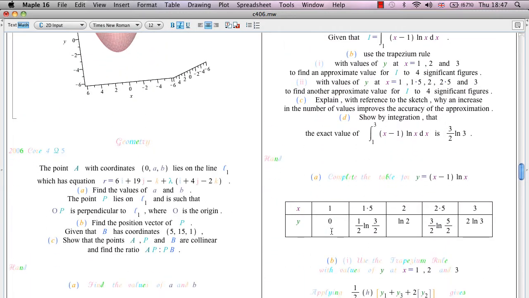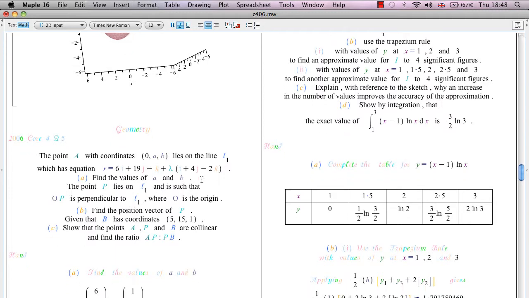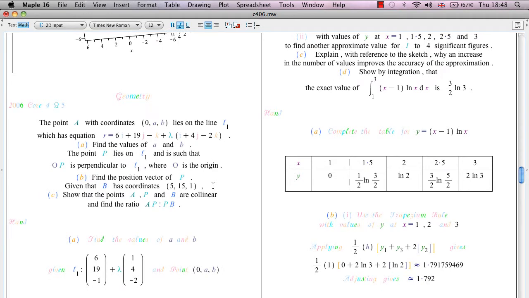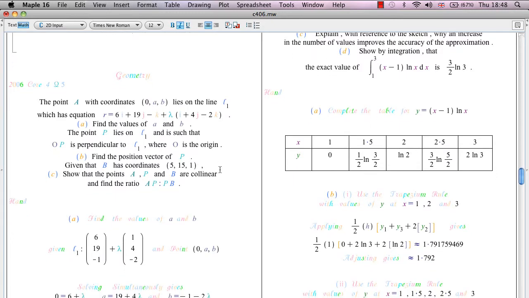Question 5, a geometry question, given an equation for the line L1 and a point A, to find A and B in A. Then we're given that P lies on L1 and OP is perpendicular to L1, where O is the origin, to find the position vector of P in B. And given a point B, to show that A, P and B are collinear in C.